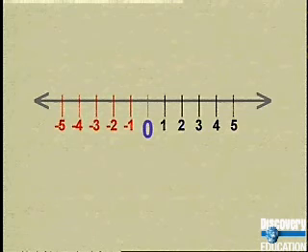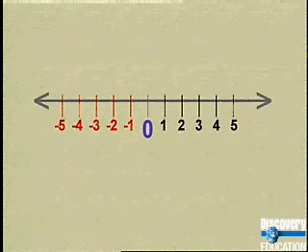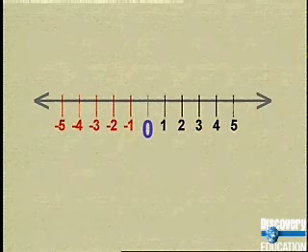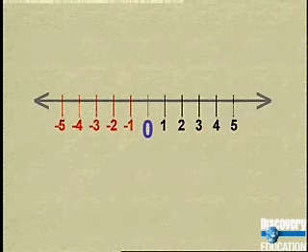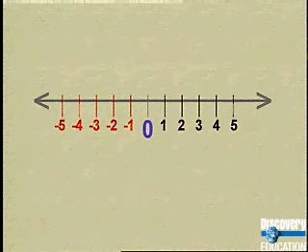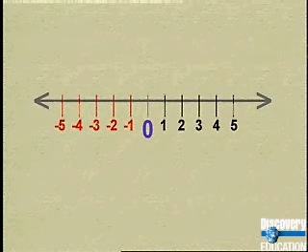And conversely, if I were to start anywhere on the number line and move to the left, the values decrease. So if I started at, for example, 2, and I move to the left, each time I move, the value decreases. So I'd go from 2 to 1 to 0 to -1, -2, -3, -4, -5.